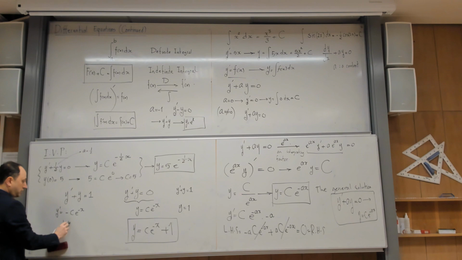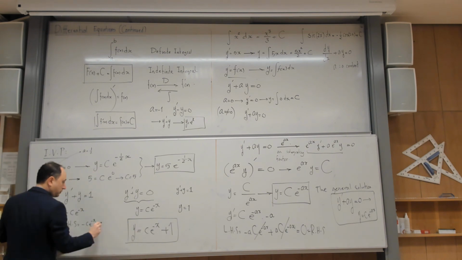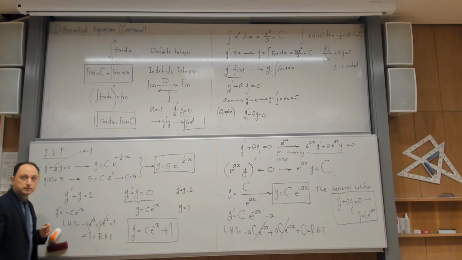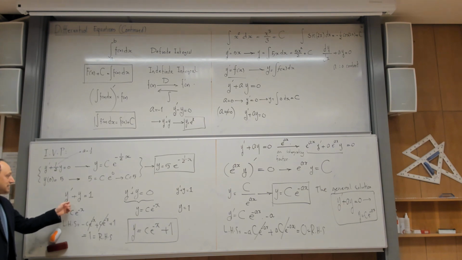So the left-hand side becomes equal. You see what happens? This y prime plus will cancel that part of y, but there is one left, and this is gone, and I get 1, and that's the right-hand side. Yes? But now, so what I'm saying is that is good.